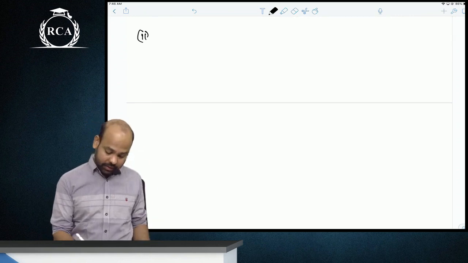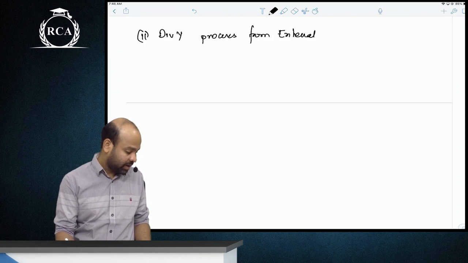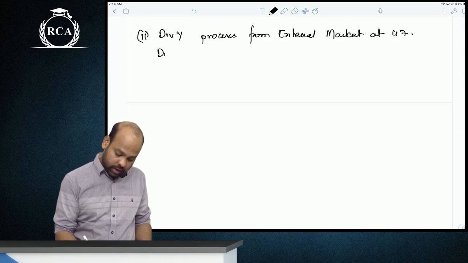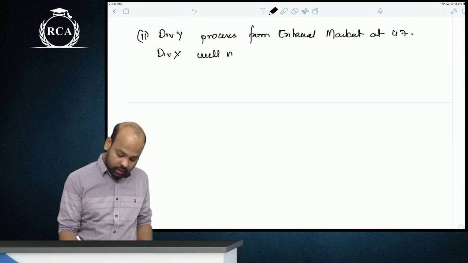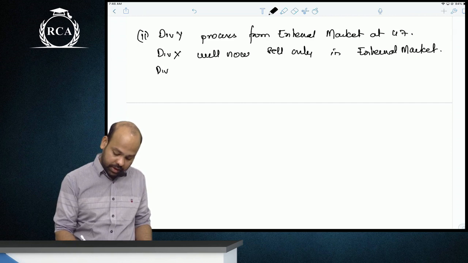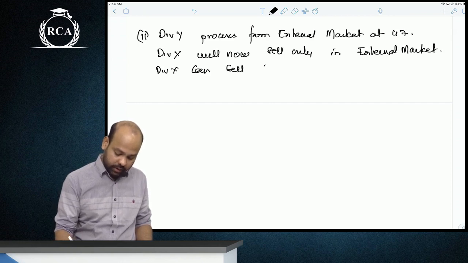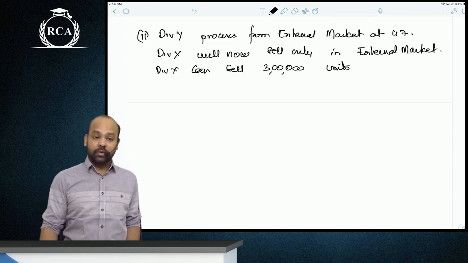In the second bit, guys, Division Y procures from external market at 47, right? External market at 47. So Division X, guys, will now sell only in external market. Division X, beta, can sell 3 lakh units.